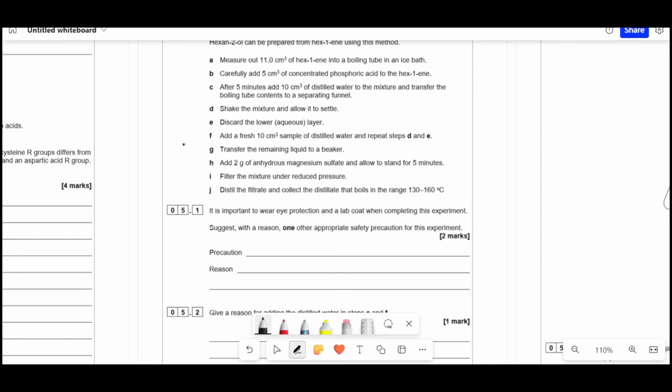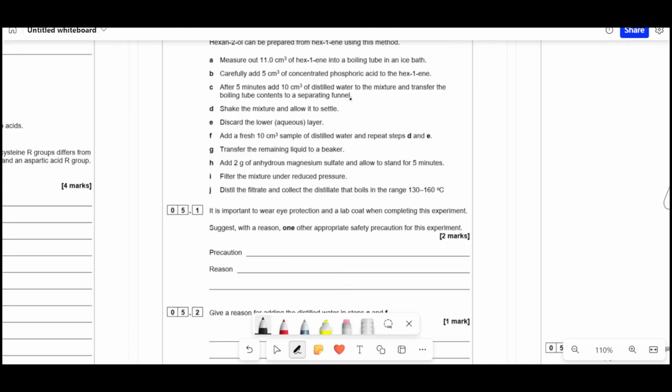What they're trying to get at is you need to look at the experiment and think what in the experiment specifically warrants these things. So, for example, because we're dealing with organic compounds, we want to keep them away from a naked flame because they're flammable. Or alternatively, what are we doing? We are boiling stuff, distilling, so we don't really want to inhale that, so do it in a fume cupboard.